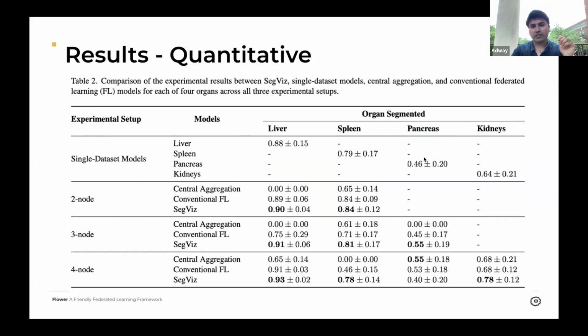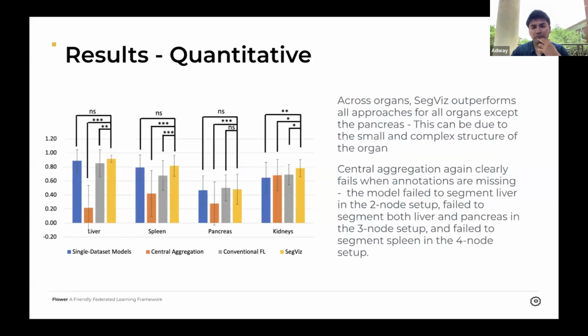So going back, as you can see here, compared to all the other organs, in the first row, the single data set models, pancreas performs about okay, not really the best model. Not really a high dice score. And again, this is the dice score comparison, which is basically just the overlap between the masks and the ground truths, which is a common metric that we use in medical image segmentation.